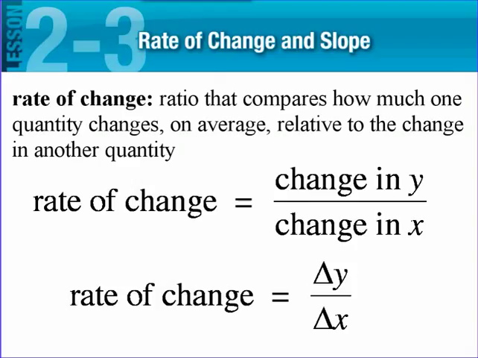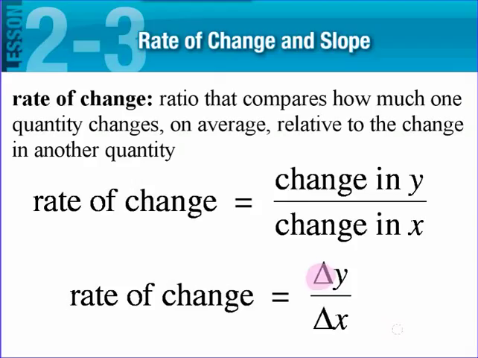Now the rate of change is defined as being the change in y over the change in x. So how much something changes on the y-axis, divided by how much something changes on the x-axis. Now if you notice, there's another formula down below, and some of you are probably wondering, oh my gosh, what in the heck is that? This is actually the Greek symbol delta, which stands for change in. So this formula on the very bottom is identical to the formula in the middle of the page.